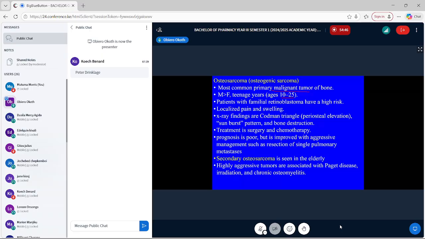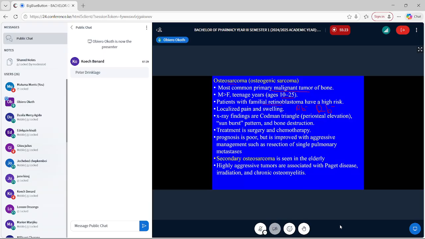Patients with familial retinoblastoma, these are patients who have two... so a patient is born with only one normal RB gene. Then they get a mutation and they lose both RB genes. So RB1 in one chromosome absent, RB2 also absent. So these patients also have a very high risk of getting retinoblastoma.